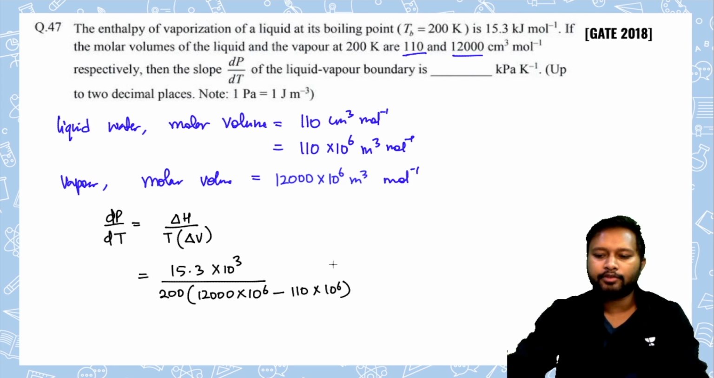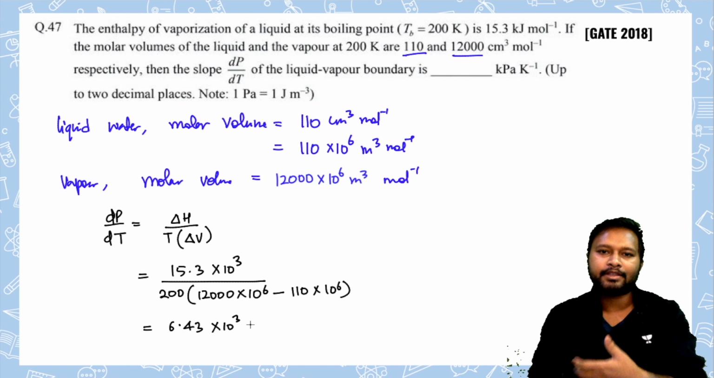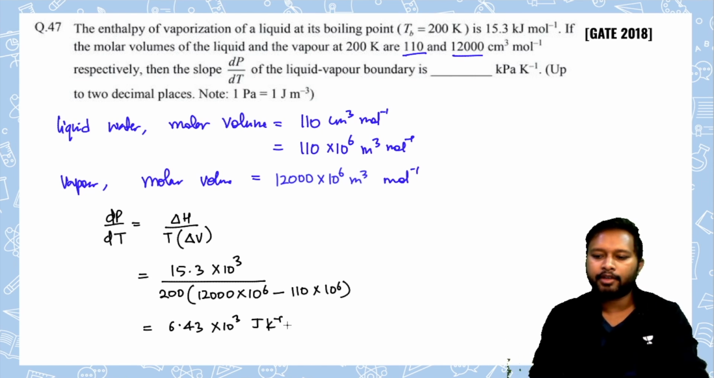So the answer which you will get after solving all these things, you just have to use your calculator to do this. So you will get 6.43 into 10 to the power 3, because I have already solved, so I'm just taking all the values from there. So joules per Kelvin and per meter cube. That's what you will get in terms of joules per Kelvin per meter cube, but the answer is being asked in kilopascal per Kelvin.